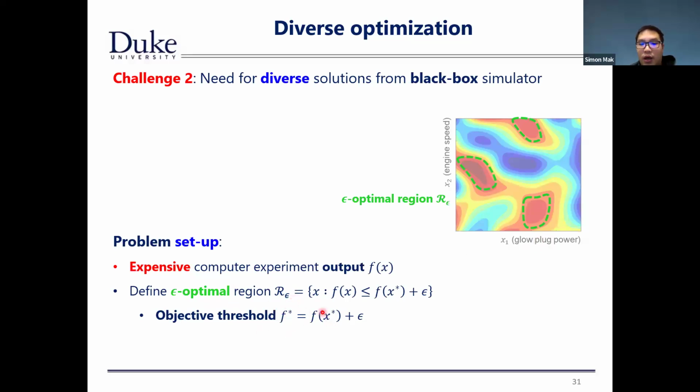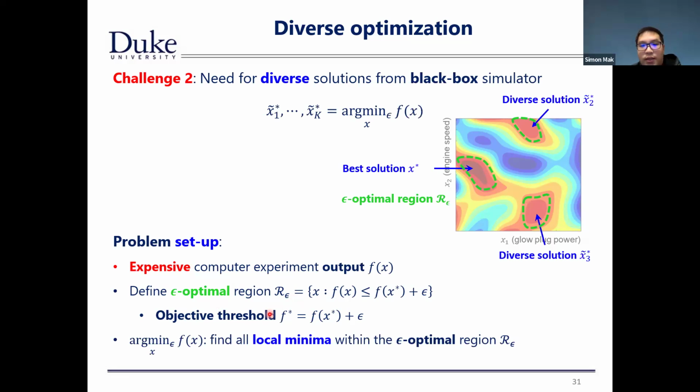We're going to call this objective threshold of f of x star plus epsilon as f star. That's our objective threshold that we want. Anything above that, we don't want those solutions. So given this, we want to find all local optima within these epsilon optimal regions, R of epsilon. This allows us to find not only the best possible solution x star, but also these diverse solutions, I'll call them x tilde n for lack of better notation, x tilde 2 star and x tilde 3 star.